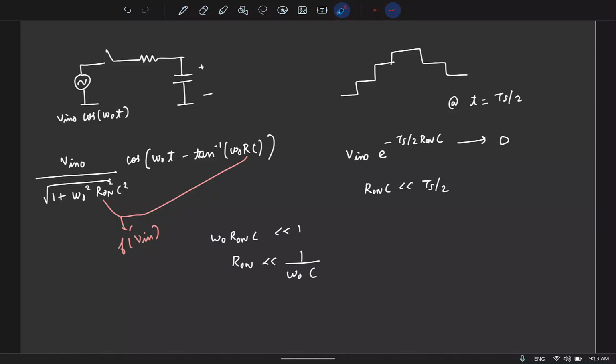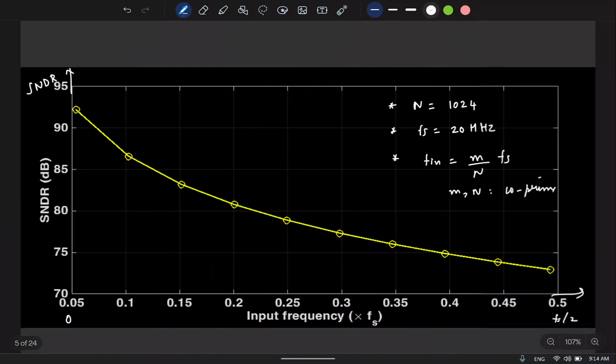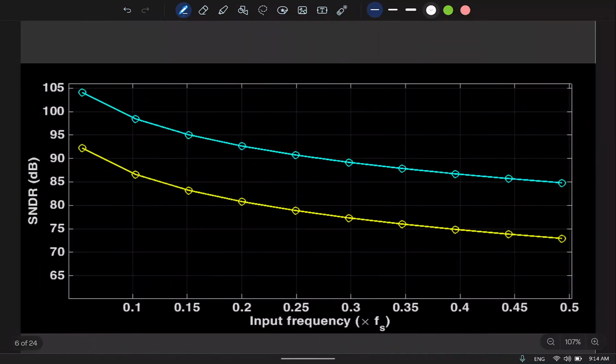For a given omega naught, what should you do? I should basically reduce R on. If I reduce the on resistance, you do expect that the linearity will improve. And again, I can show some results for that. So this is the old plot which I showed. And here the on resistance is I think 4 times smaller. And you see that the distortion performance also improves. And how much will it improve? I think you can sit and calculate.